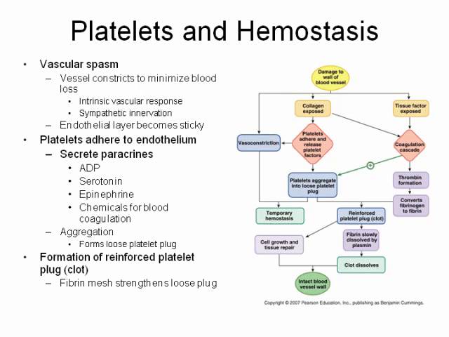And ultimately, we're going to have a formation of a reinforced platelet plug, and this is what we call clotting, that a fibrin mesh is going to form that's going to strengthen the loose plug. So let's go through this in a little bit of detail here. Have damage to a blood vessel wall. Collagen, that is part of the blood vessel wall.